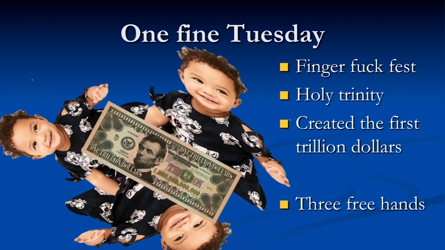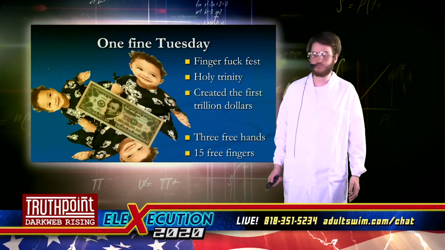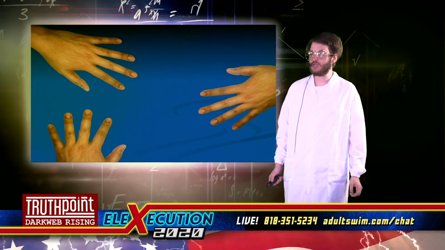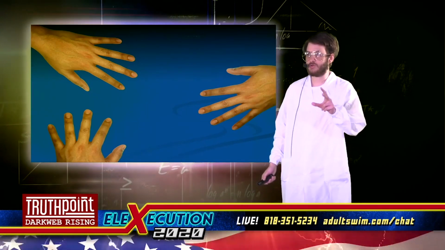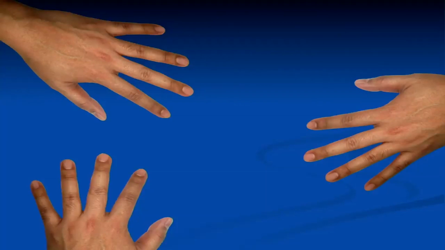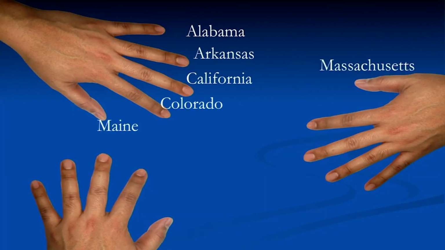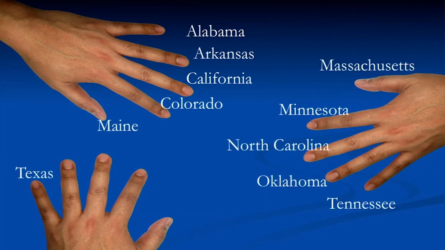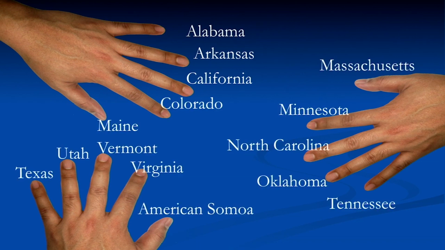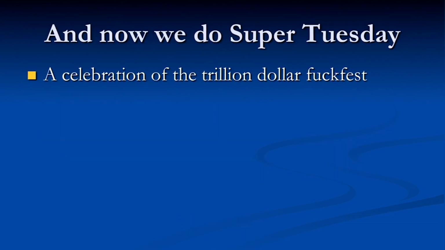Oh my God! And you can see that they have 3 free hands there. You see those 3 free hands? Yeah, I see them. And that means that's 15 free fingers, okay? And it just so happened that remember those 50 states from earlier? Yes. Oh, yeah. So it just so happened that those were the 15 Super Tuesday states. And there is American Samoa. So Adam and Eve, they saw this happening. And immediately, in unison, they said, this is Super Tuesday. Okay. Great. And so now we do Super Tuesday, a celebration of the $1 trillion fuck fest.